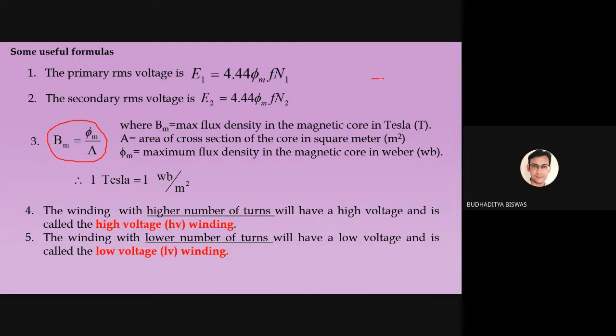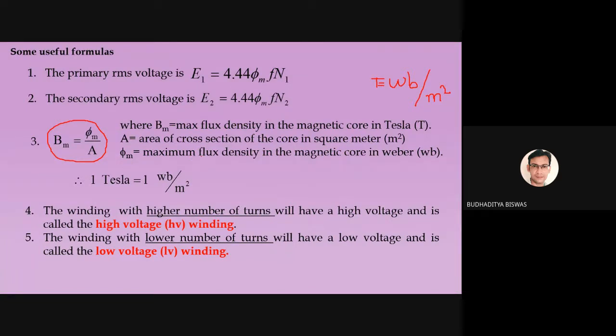Both are the same. Tesla is nothing but Weber per meter square, which means the flux per meter square of cross-section area. So Tesla or Weber per meter square, both will give you the same marks. A is the area of cross section of the core in square meter.